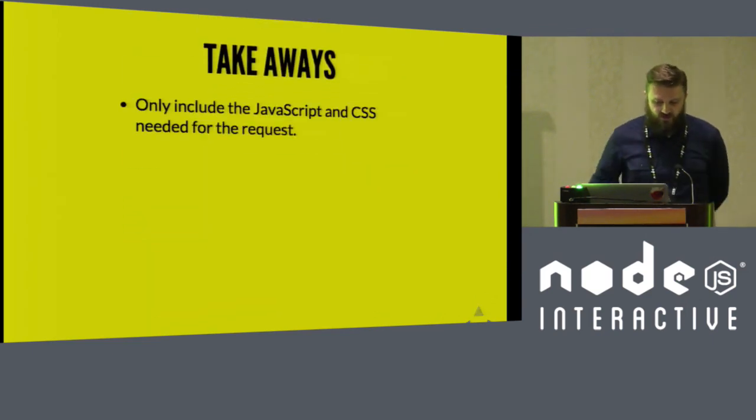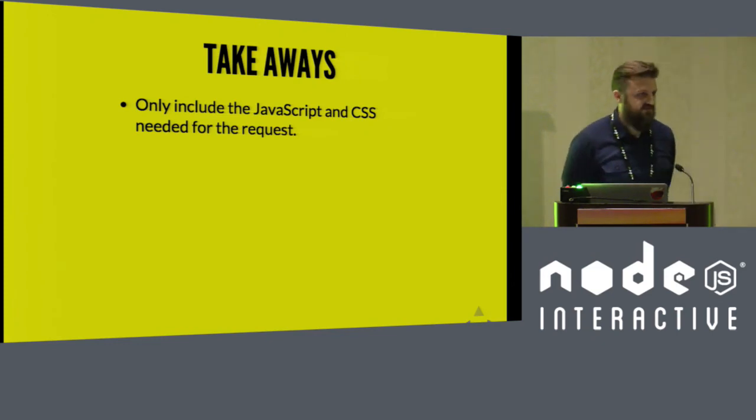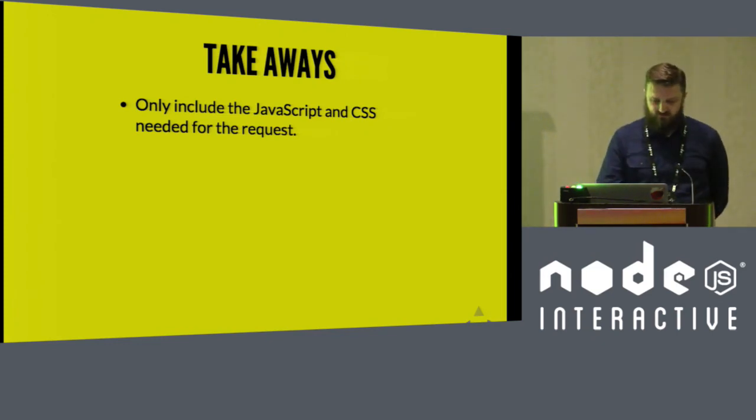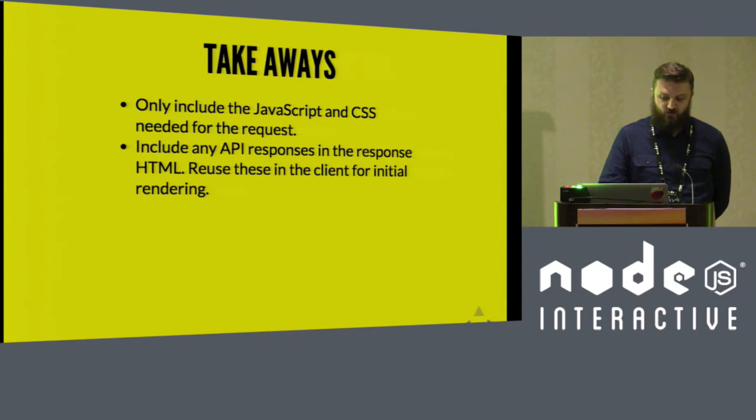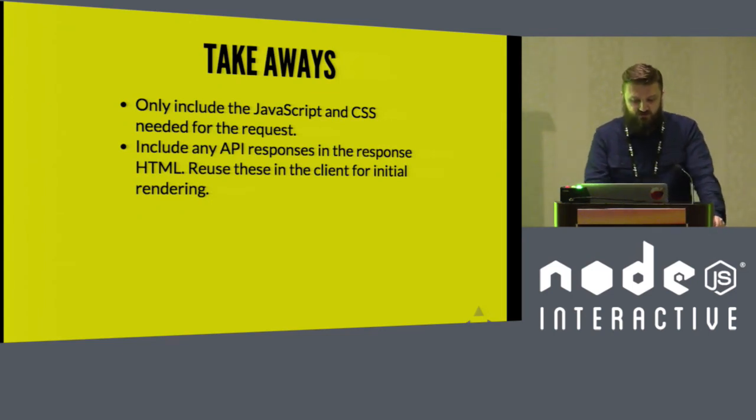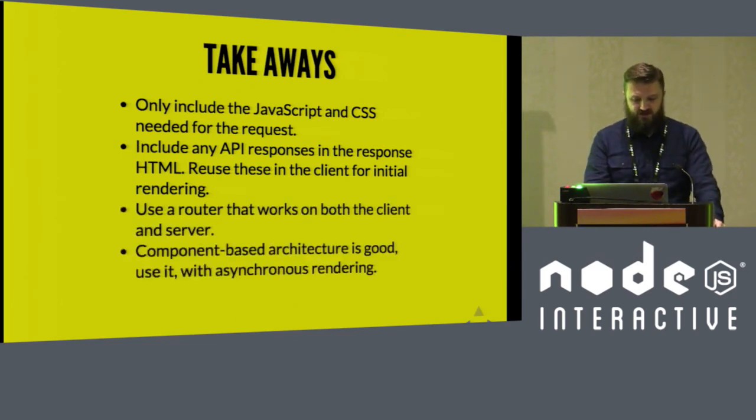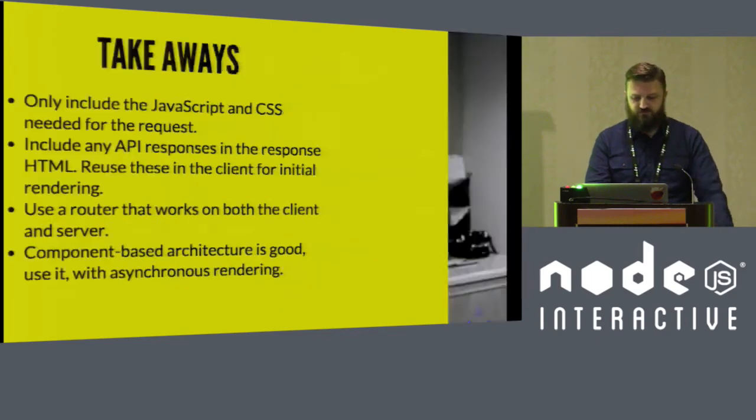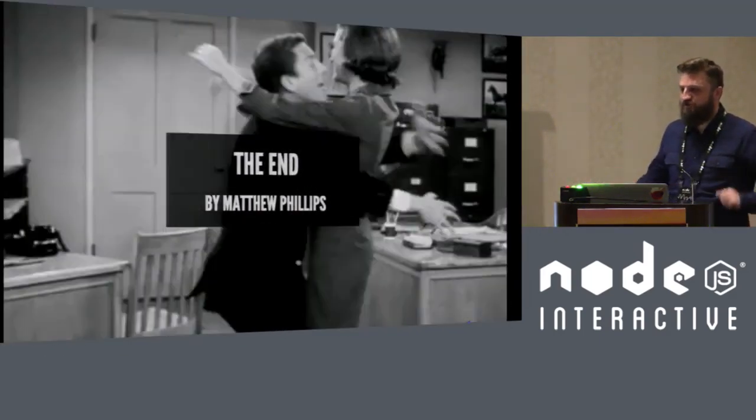All right, takeaways from the talk. Only include the JavaScript and CSS you need for the request. Include any API responses in the HTML, so that you can reuse them for the initial rendering. Use a router that works on both sides, and use component-based architecture with asynchronous rendering. That's all I have. Questions?